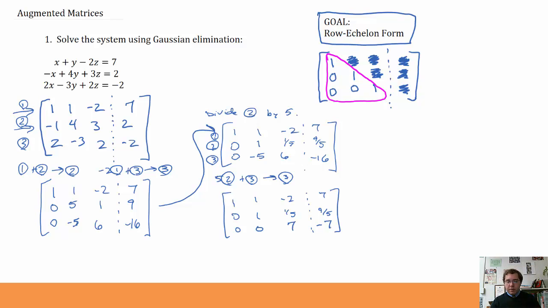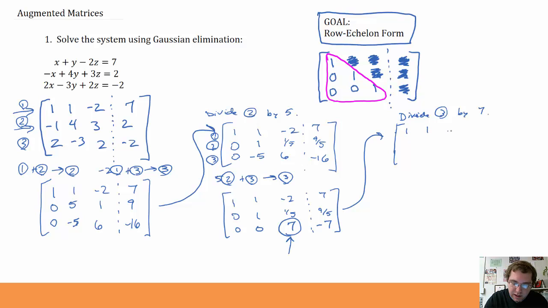Okay, I'm almost finished with my triangle. I've got one more corner to fix. That 7 right there needs to become a 1. How do I make a 7 into a 1? I'll just divide it by 7, of course. So we're going to divide row 3 by 7. I'm just writing those instructions for you so it makes sense to you what I did.